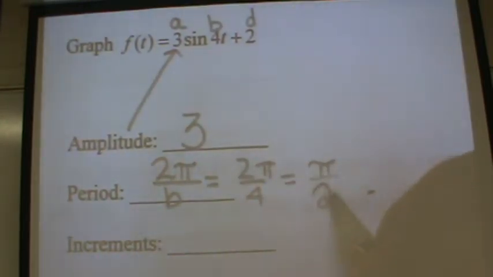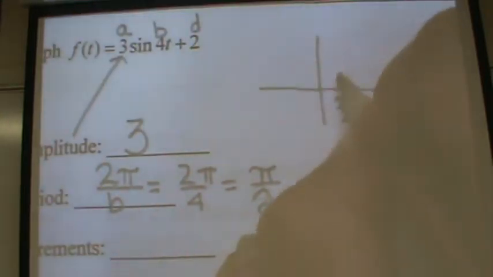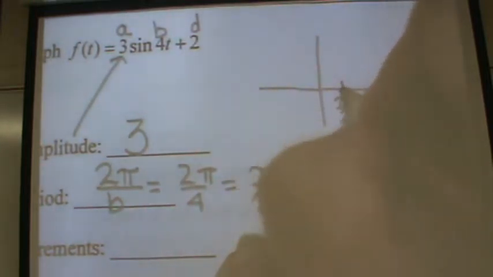So what does that mean? That means we're gonna complete the entire cycle by the time we reach pi over 2. So here was your graph. Here's pi over 2, guys. So we're gonna do all 4 by the time we reach that.